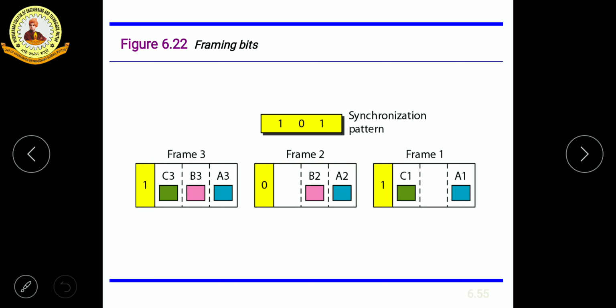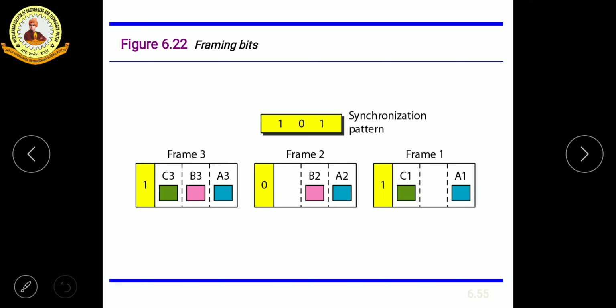For this reason there should be synchronization bits, right? These bits should be added at the beginning of each frame. Then these bits are called framing bits. They follow a pattern, frame to frame, or after some frames they follow a pattern, but these framing bits should be there. Why are these framing bits needed?